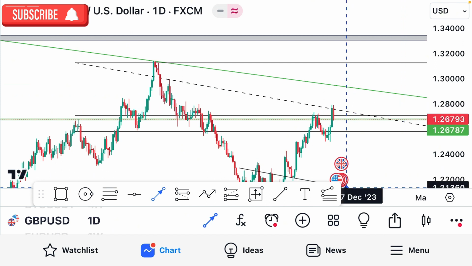Our next pair that we're going to be looking at is going to be Euro, that is EURUSD. Let's look at what EURUSD has for us and what trading opportunities are in line for EURUSD at the moment.